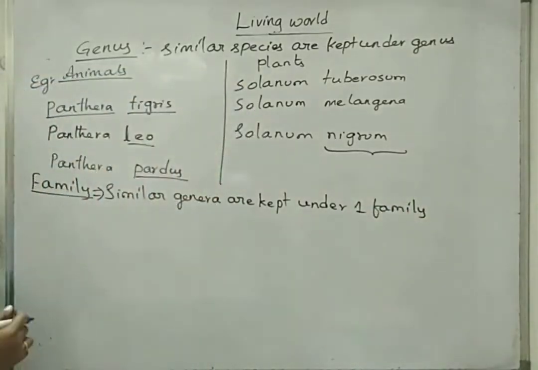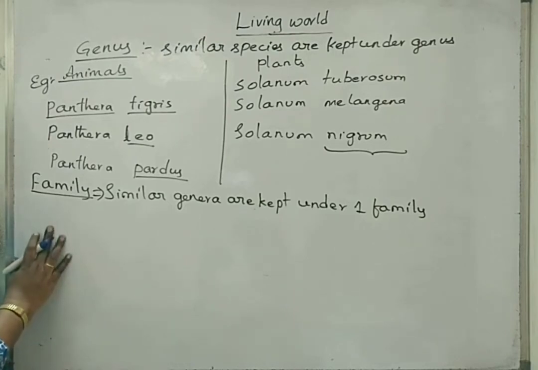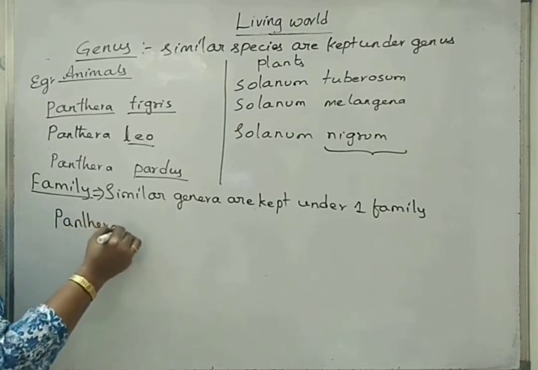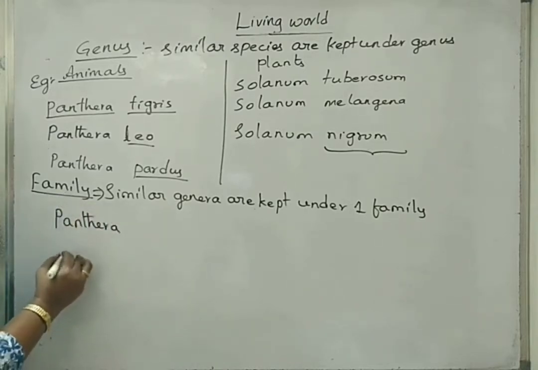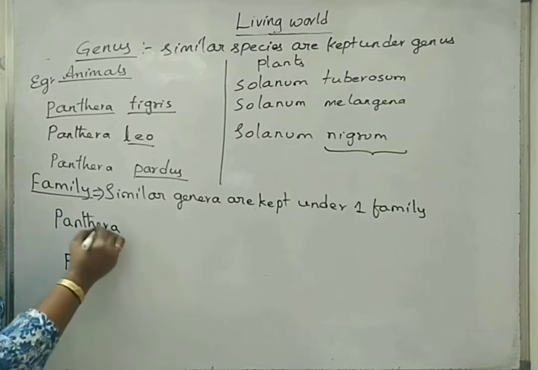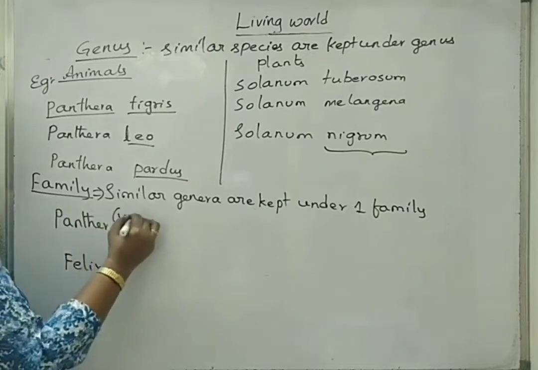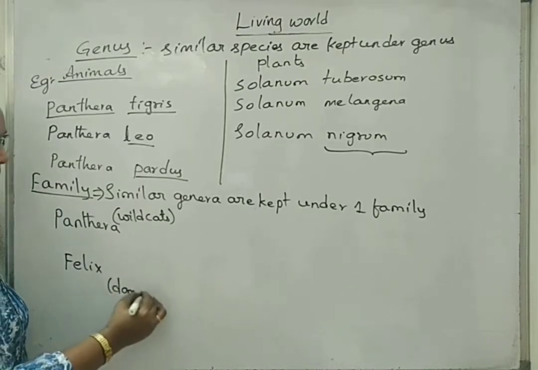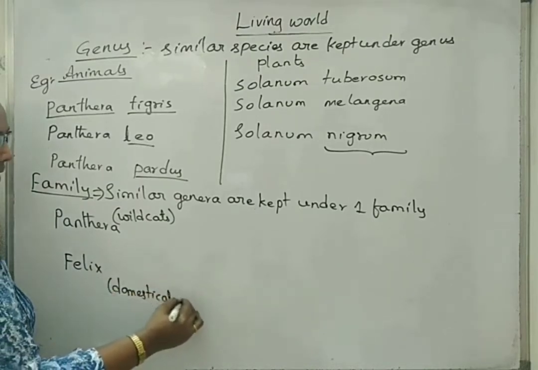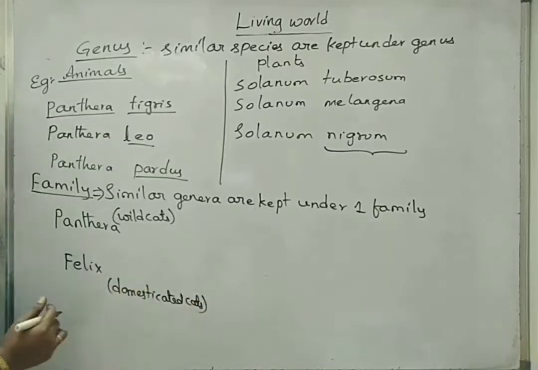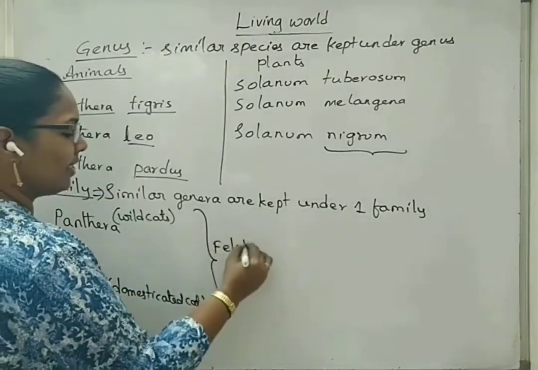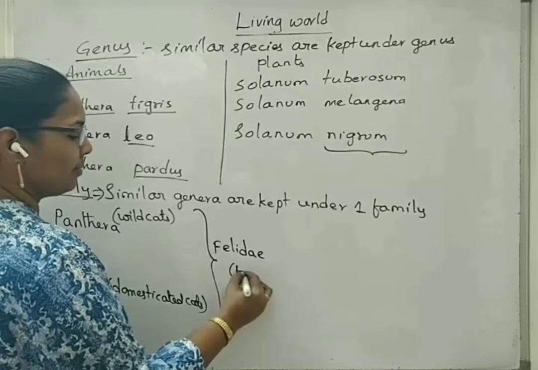Here we can take another example like Panthera, already we have taken the genus. So Panthera is one type of genus. Another genus is Felis. Panthera is the term given to wild cats. Felis is the term given to domestic cats, or domesticated cats, means normal cats that roam in the homes. Both come under the same family, that is Felidae. This is family.